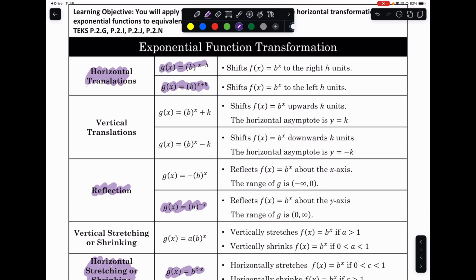Let's recall that a horizontal translation is going to shift the graph to the left and to the right. If I'm subtracting a value, we'll call it h, then that's going to shift this function b to the x to the right by h units. If I'm adding that number h, it simply moves it in the left direction.